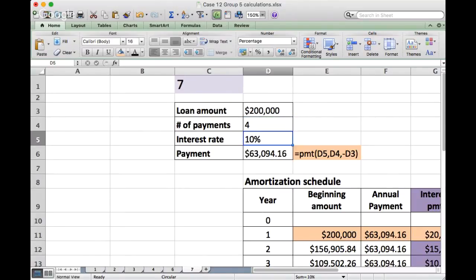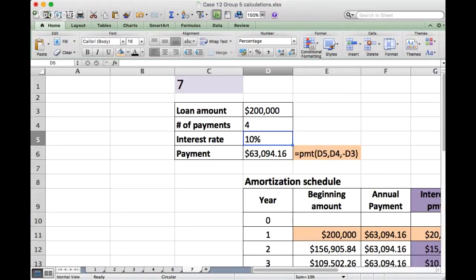So we need to figure out, first of all, what their annual payment will be, and then we're going to set up this amortization schedule. As I mentioned in previous videos, the screen share won't let me build a formula with you, but I figured out how to copy and paste. So here is your formula to determine the payment.